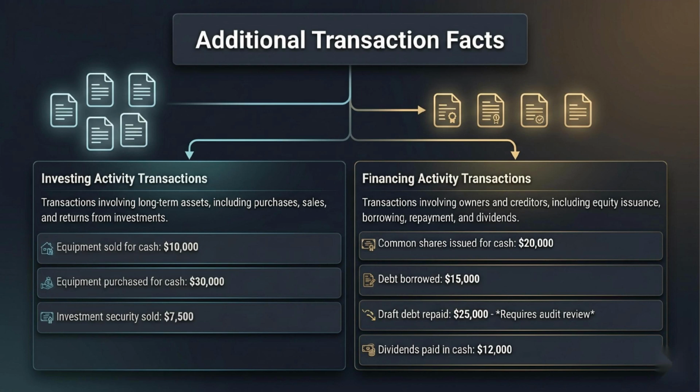The word draft is important. We are not accepting that debt repayment figure blindly. Cash flow preparation rewards careful reading and it punishes "looks fine to me" accounting very quickly.